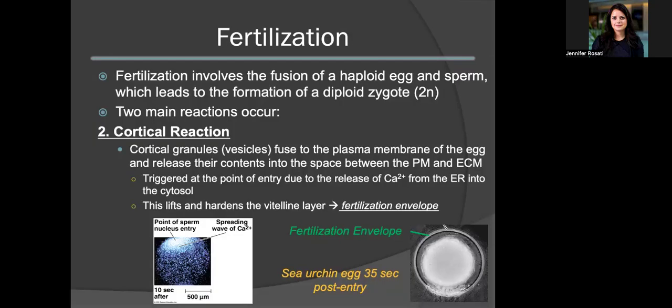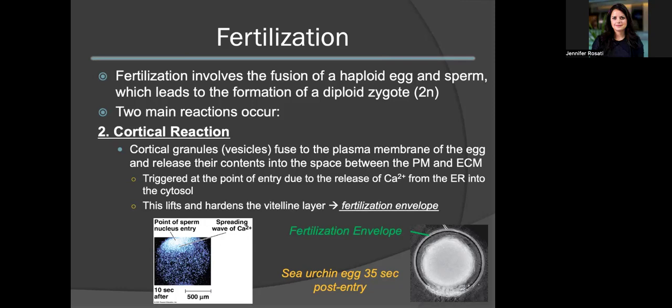The cortical reaction involves the release of cortical granules. These granules will fuse to the plasma membrane of the egg and release their contents between the plasma membrane of the egg and the extracellular matrix. This is usually triggered at the point of entry. This is because there is an extensive release of calcium from the endoplasmic reticulum into the cytosol. This will overall lift and harden the vitelline layer outside of the egg. This will lead to the formation of a fertilization envelope. In a sea urchin egg, this fertilization envelope forms approximately 35 seconds post-entry.